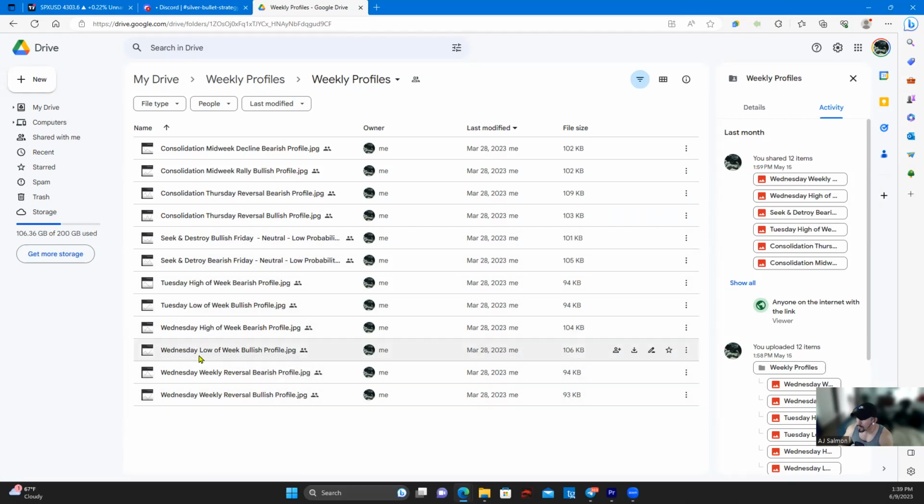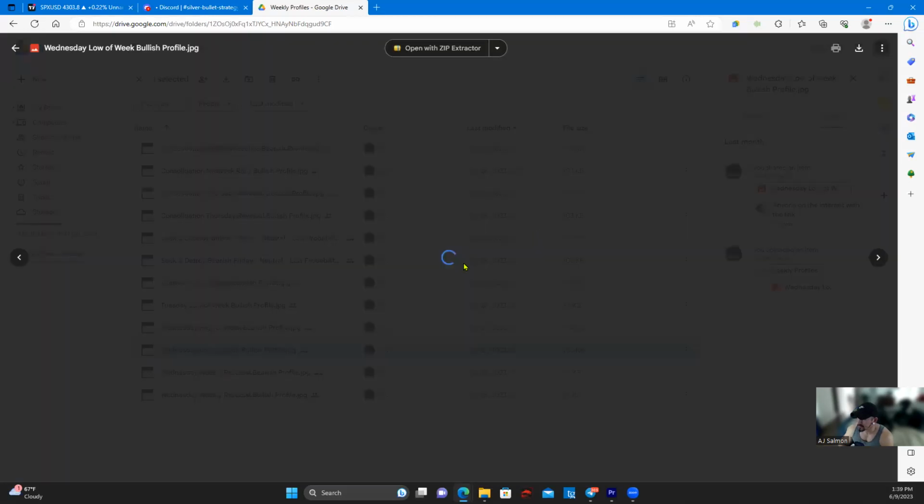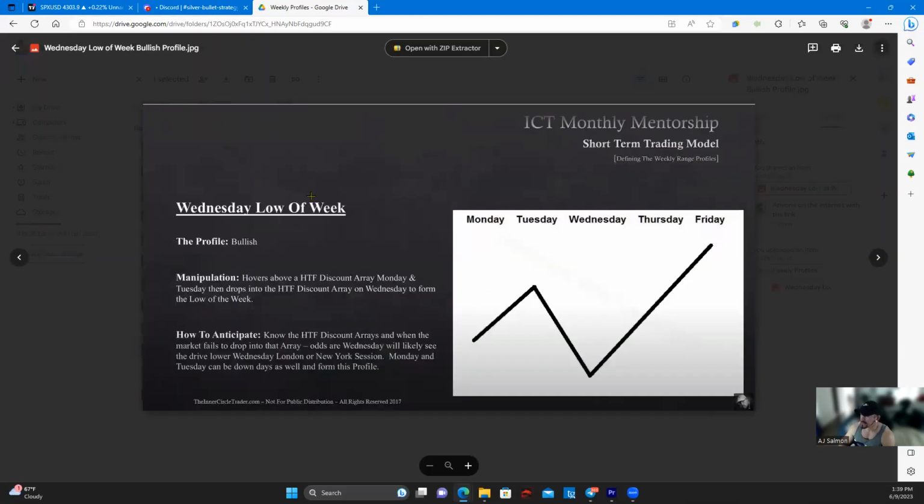Wednesday low of the week bullish profile. Okay, so let's look at this one. Now, this is best seen on the 1 hour time frame. So if you see here, Monday into Tuesday trades higher. Then Tuesday to Wednesday, we trade lower. Wednesday creates the low of the week. And then we trade bullish into Friday.